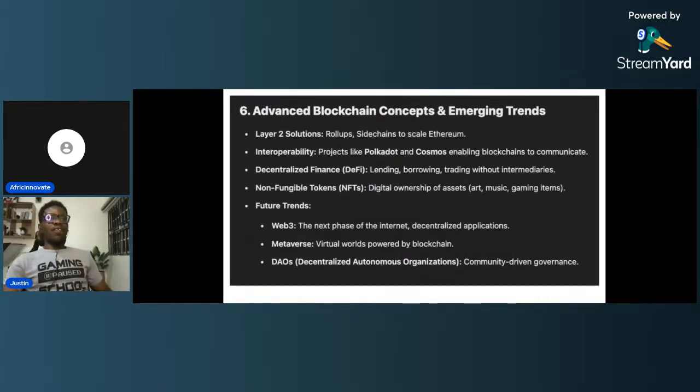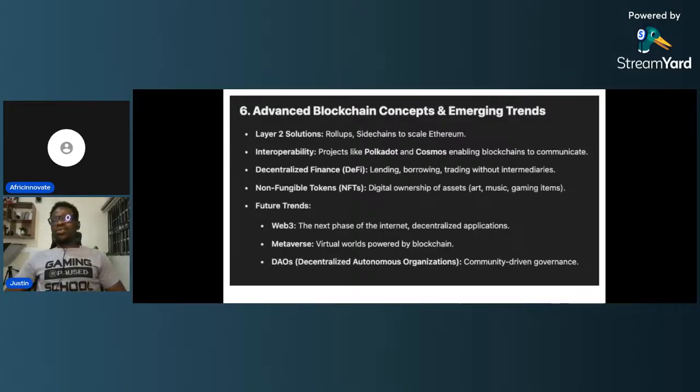Then my next slide covers advanced blockchain concepts and emerging trends. All right, so we have layer 2 solutions, roll-ups, and sidechains to scale Ethereum. There are different solutions for Ethereum.